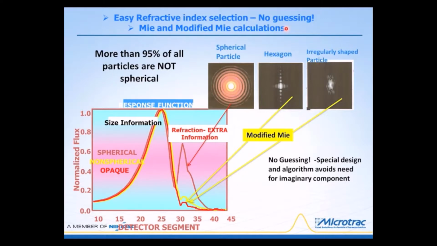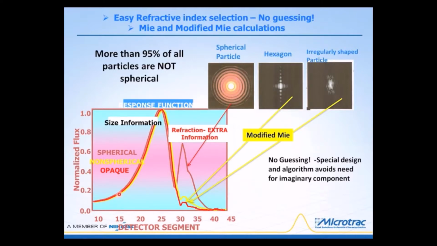As a result, part of this has to do with Mie scattering and what we call modified Mie calculations. Now, down here in the lower left corner, I'm showing the light scattering, this normalized flux. This is just a term for basically intensity of light. And this area right here in my curve is the particle size information. Down here at the x-axis, I'm showing the different detector segments. Many of these are left off just so that I could blow up this graph.